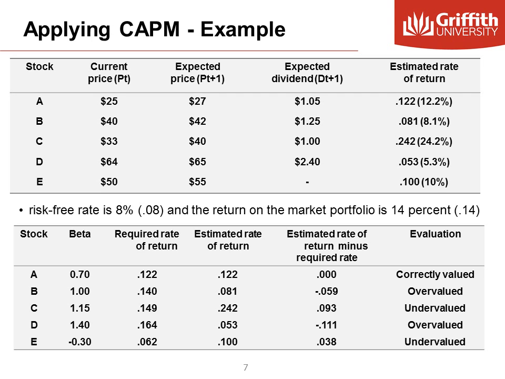For example, for share A, the return is calculated as $27 plus the dividend, $1.05, divided by the $25, the current price, everything minus 1. So 12.2% is the return of share A. And we follow the same calculation for all the other shares.